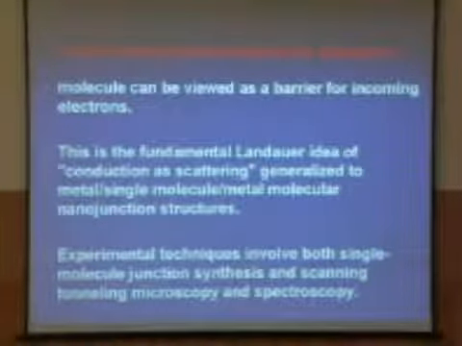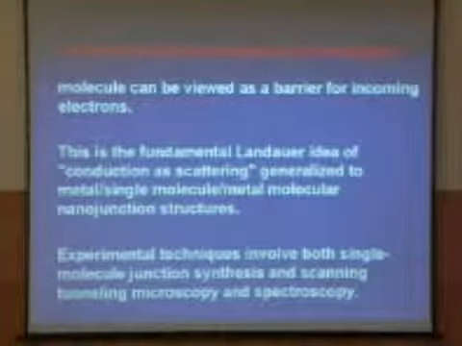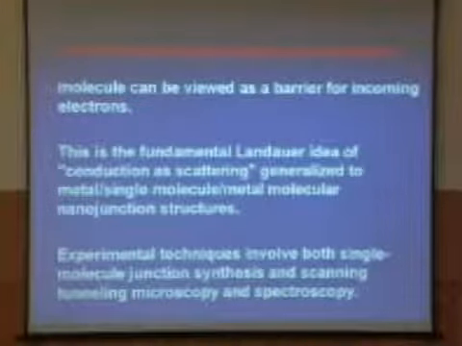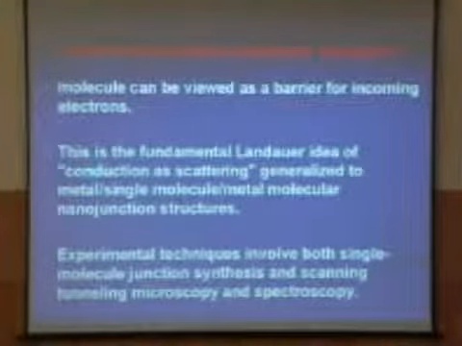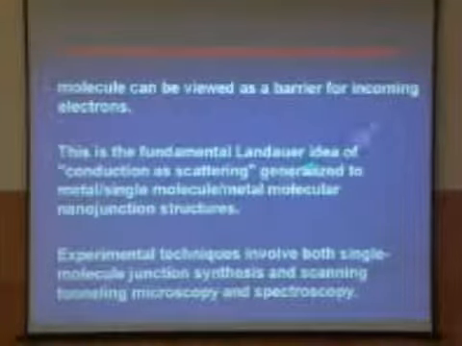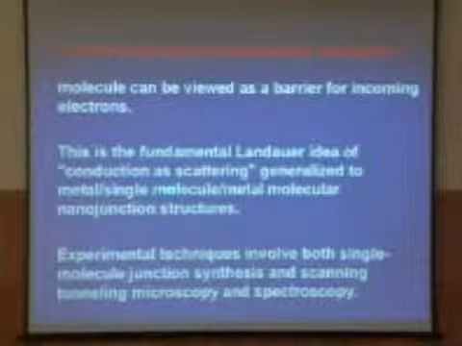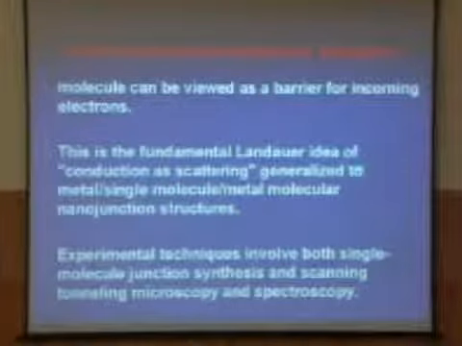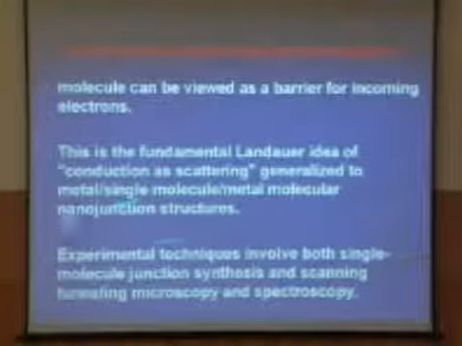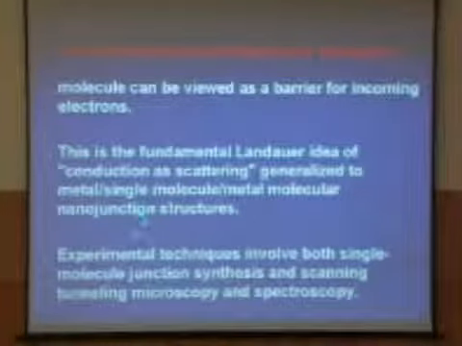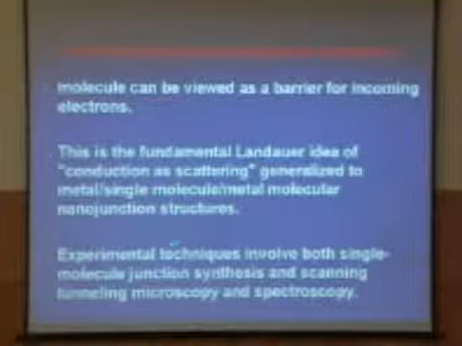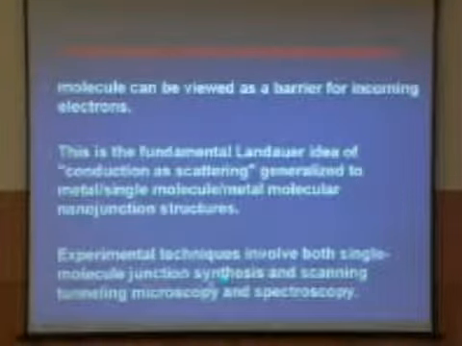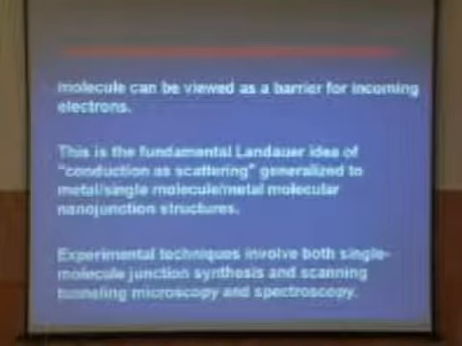What are the assumptions before I start doing calculations? I assume the molecule is a barrier for incoming electrons, coming from contact A to contact B. This comes from an older idea, back in 1930, Landau's idea that we treat conduction as scattering in our system, and this is generalized to our metal, single molecule, metal nanojunction structures. Experimental techniques to study single molecule electronic transport involve both single molecule junction synthesis and scanning tunneling microscopy or spectroscopy.